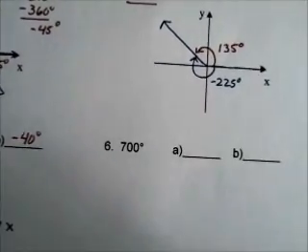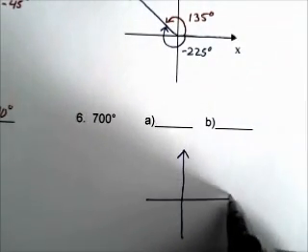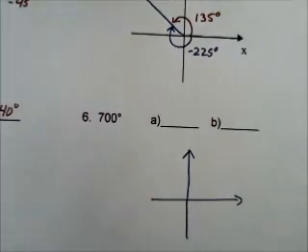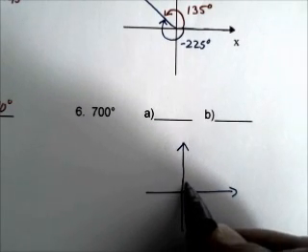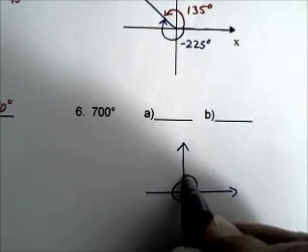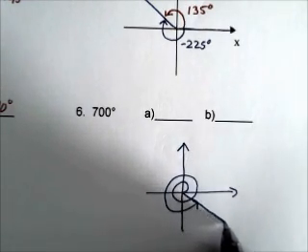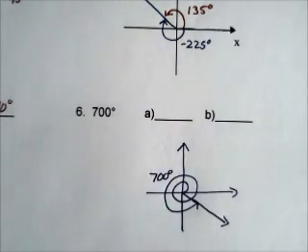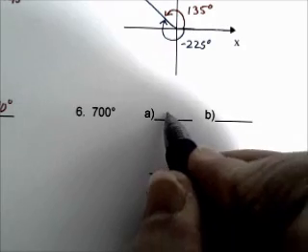And number 6, 700-degree angle. And sketch an x and y axis here. 720, that's going to be 360 plus how much more? Plus 340 more. All right, so here I go. 360 and then 340 more. There's our 700-degree angle. What quadrant is the terminal side? Quadrant 4.